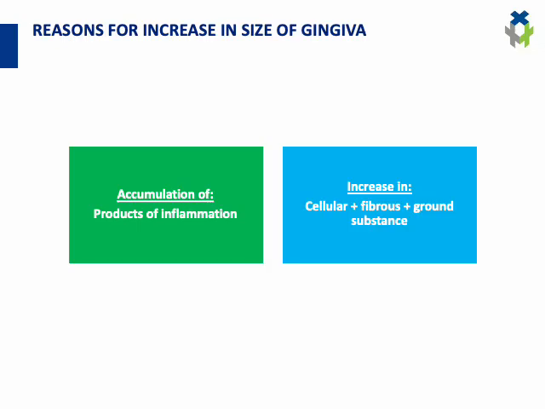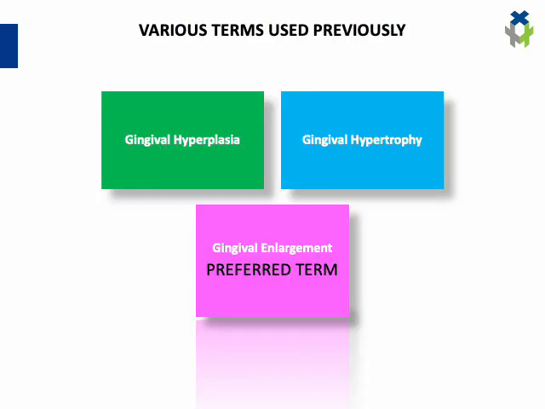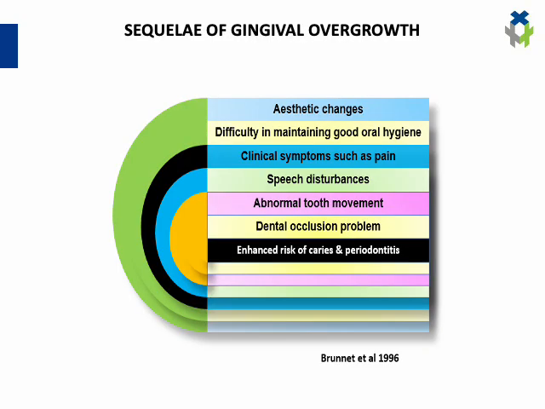Gingival enlargement is defined as an increase in the size of the gingiva. The various reasons for the increase in size of gingiva can be either accumulation of products of inflammation or an increase in cellular, fibrous and ground substance. Various terms used previously were gingival hyperplasia and gingival hypertrophy. The now preferred term is gingival enlargement.